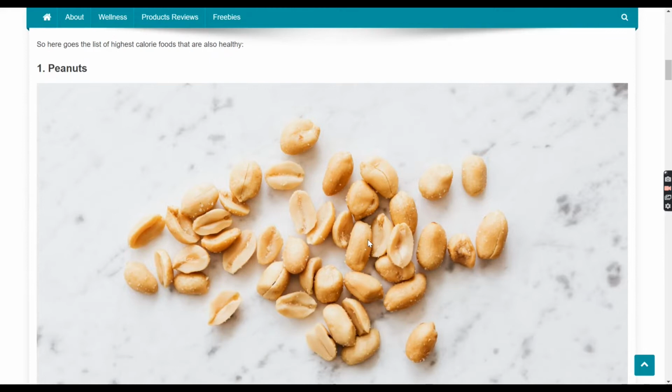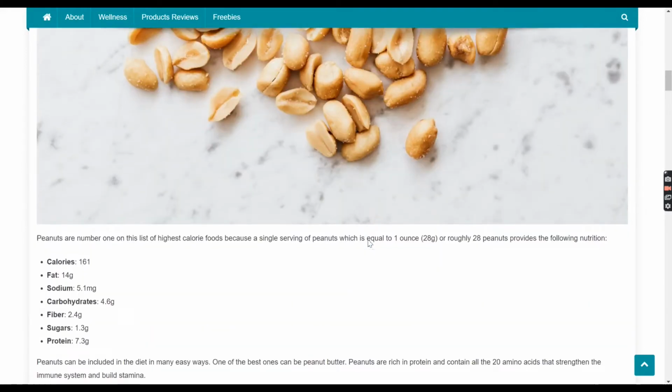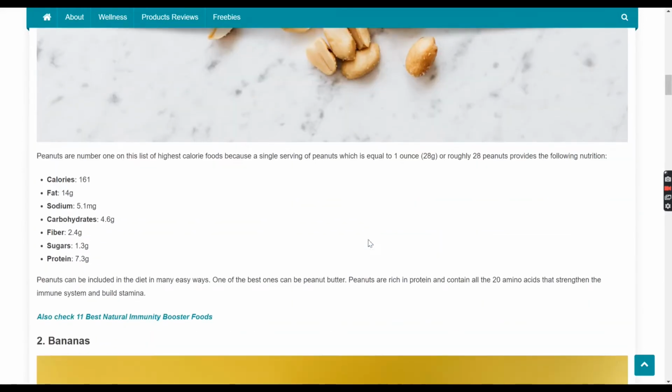First on the list are peanuts. Peanuts are number one on this list of highest-calorie foods because a single serving of peanuts, which is equal to 1 ounce or 28 grams, or roughly 28 peanuts, provides the following nutrients: calories 161, fat 14 grams, sodium 5.1 milligrams, carbohydrates 4.6 grams, fiber 2.4 grams, sugars 1.3 grams, and protein 7.3 grams. Peanuts can be included in the diet in many easy ways.